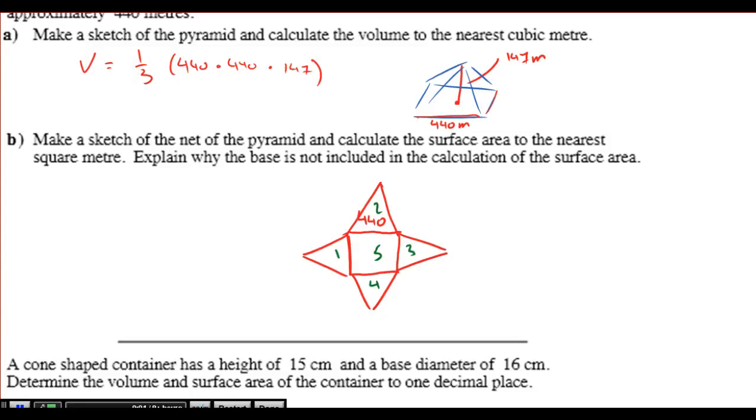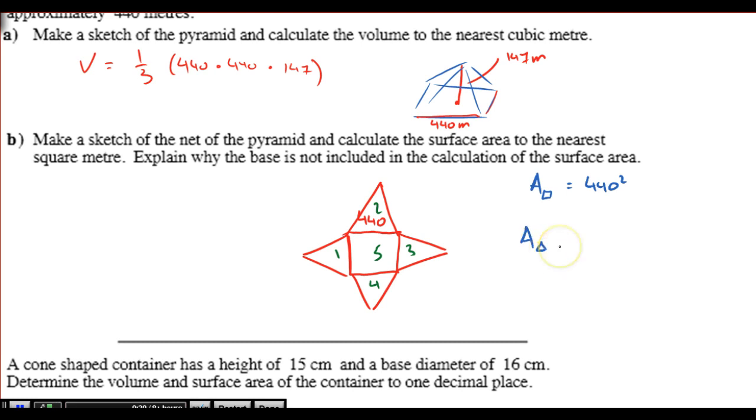Okay, so the area of the base is pretty straightforward. It's just the area of the square base, which is 440 squared. I'll put a little square there. Okay, and now the area of the triangle part, that's going to be a little bit trickier.